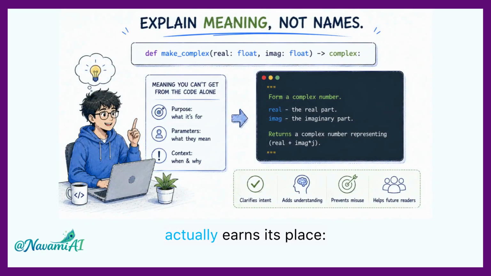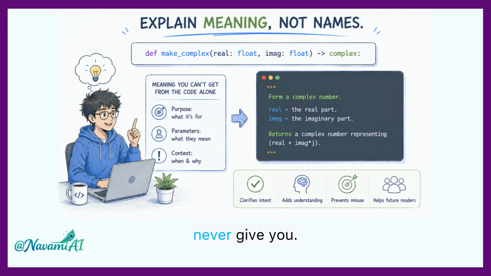Here's the version that actually earns its place. "Form a complex number. Real part. Imaginary part." Now you know what those parameters mean, not just their names. That is the information the code alone could never give you.